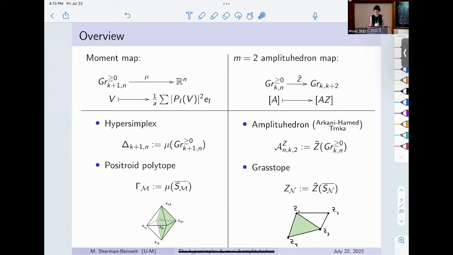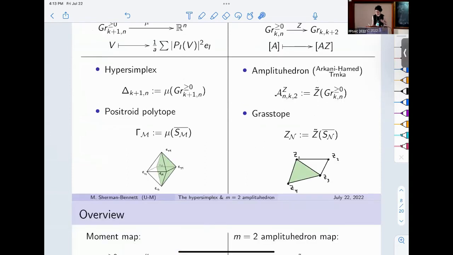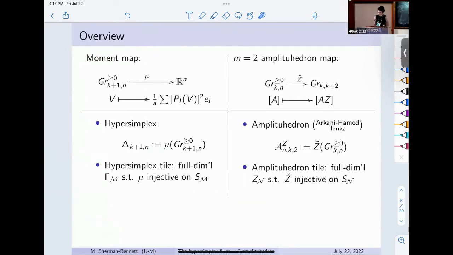Okay, so for combinatorialists, all positroid polytopes feel equally worthy of study. But for a physicist, not all grasstopes are equally interesting. They care particularly about the grasstopes which are full dimensional and have easily computable volumes, because they want to compute the volume of the amplituhedron. And what's one way to compute the volume of a big object? Well, you slice it up into smaller full dimensional pieces, compute the volumes of those, and add them up. So physicists care particularly about grasstopes I'm going to call amplituhedron tiles.